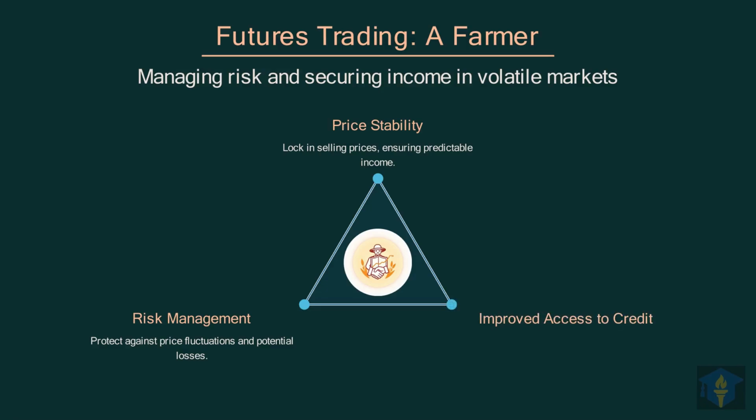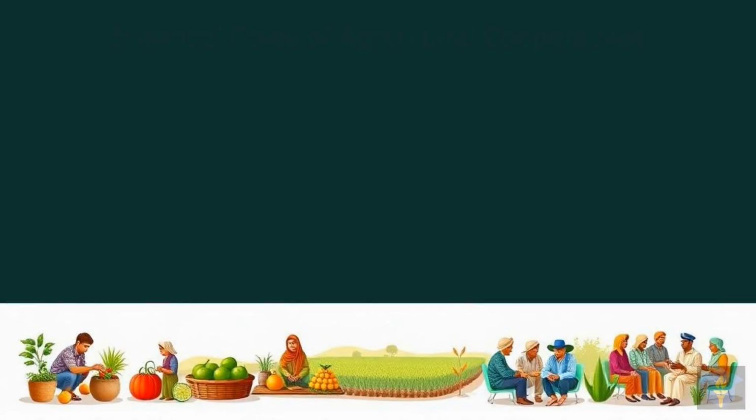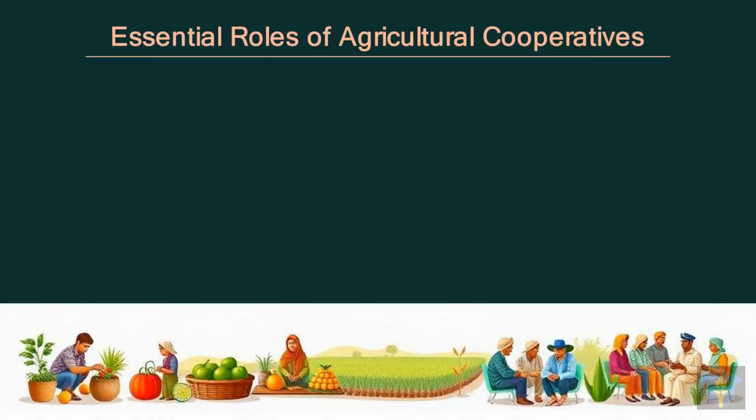Finally, improved access to credit. Secured prices provide confidence for lenders to offer better financing options. Now, let's look at the essential roles of agricultural cooperatives. These organizations empower farmers through collective action and shared resources.